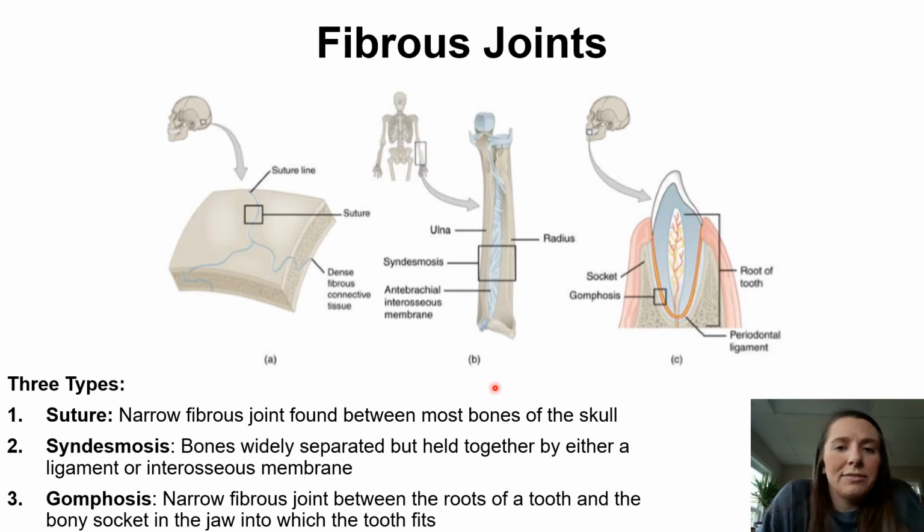The third and final subtype here of fibrous joints are called gomphoses. And these joints are only located in our sockets for our teeth. So these are really narrow fibrous joints that are between the root of a tooth and the bony socket in the jaw, which that tooth will fit into. And so there's a little connective tissue sheath called a gomphosis in between the actual tooth and the bone in which the tooth is going to fit into, and that's holding your teeth in place.